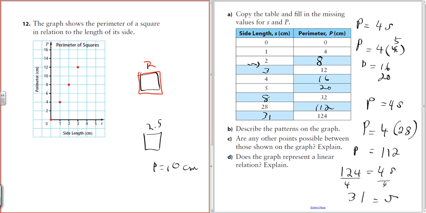So yes, it's possible. And does the graph represent a linear relation? It certainly does, because if I was to take my little arrow here and connect all the dots, every dot that meets the requirements of this particular one does fit on that line and therefore is a linear relation.